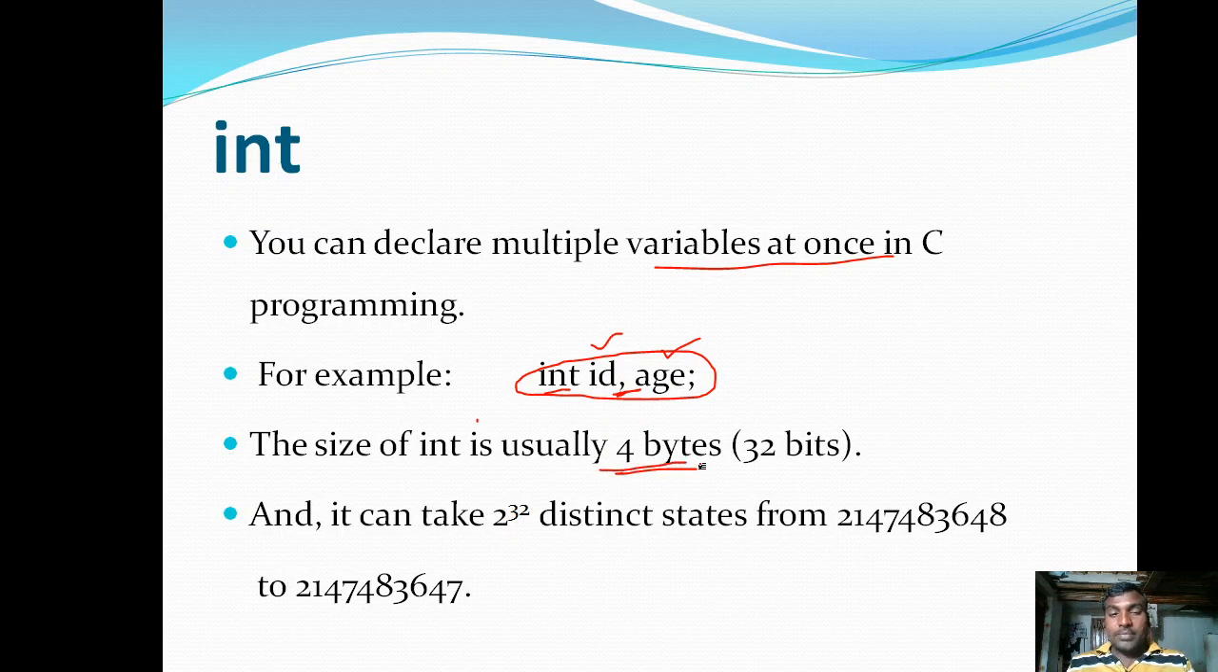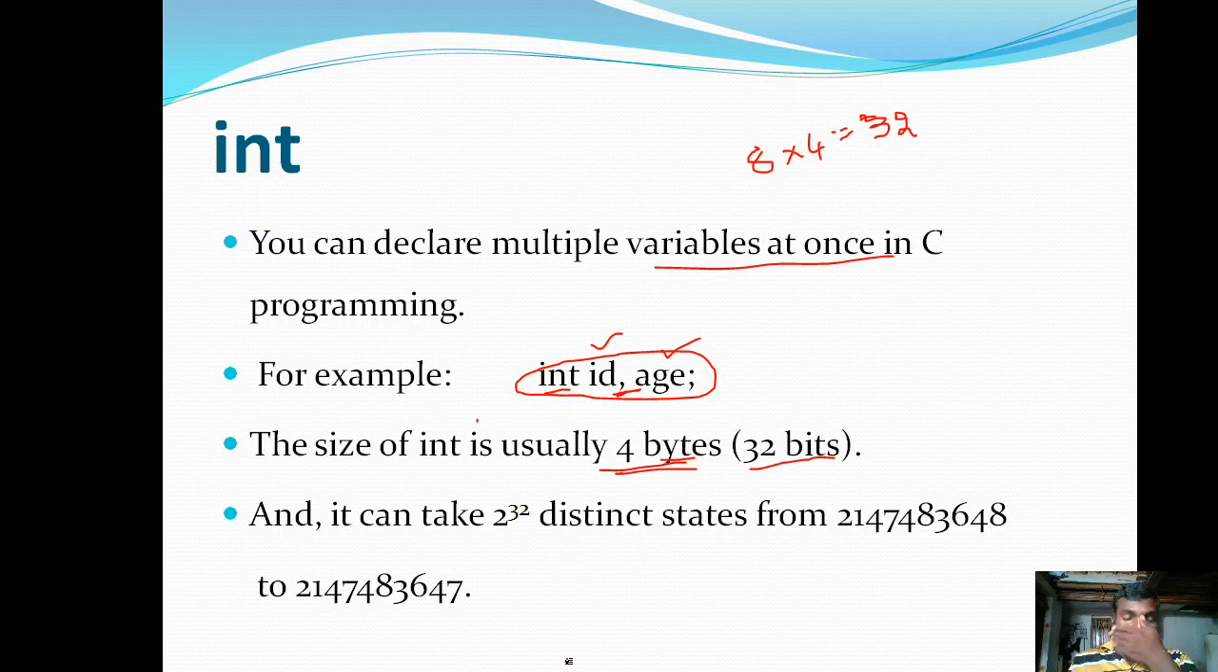4 bytes is nothing but 32 bits. 1 byte includes 8 bits, so total 4 bytes means 8 fours are 32. So a total of 32 bits are there, right?